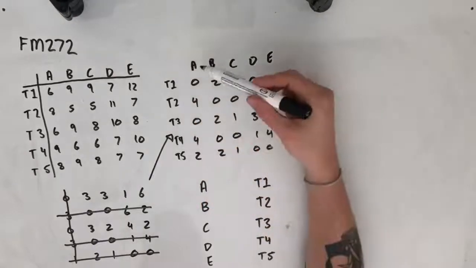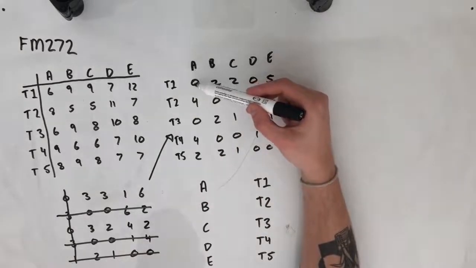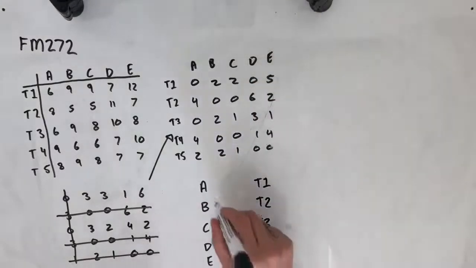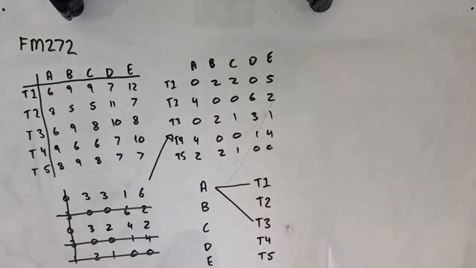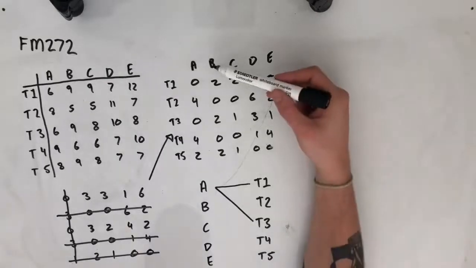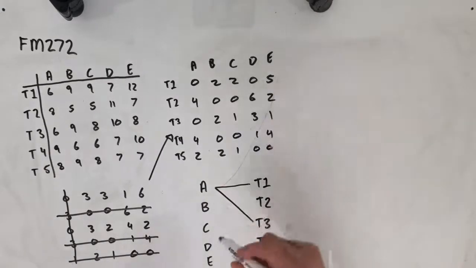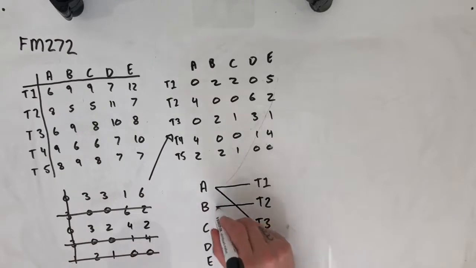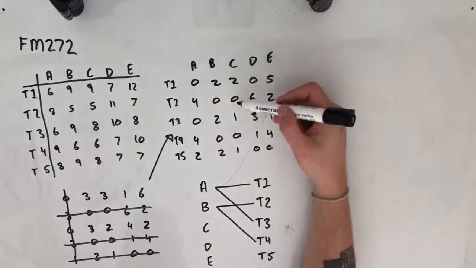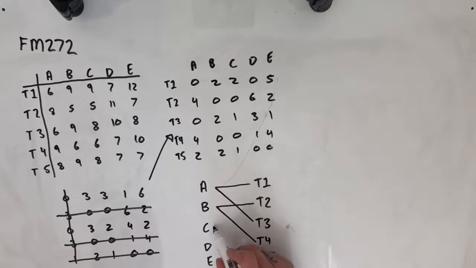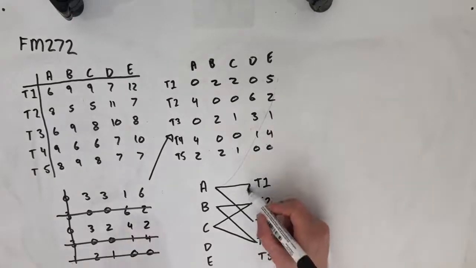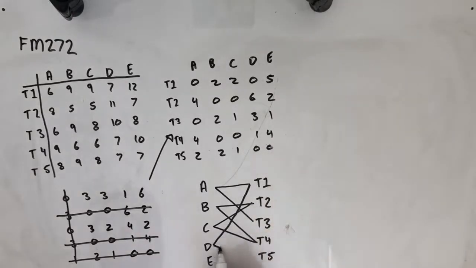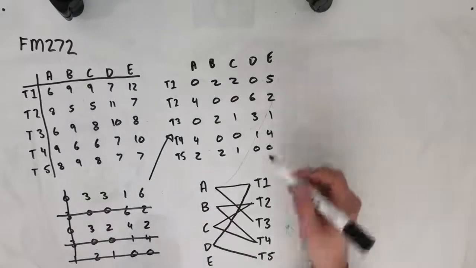So for example, going along A's row here, we see a 0 at task 1 and at task 3, meaning that we can connect task 1 and task 3 with A. When we go to B, we see it's connected to task 2 and task 4. With C, also connected to task 2 and task 4. D is connected to task 1 and task 5. And E is connected to task 5 only.